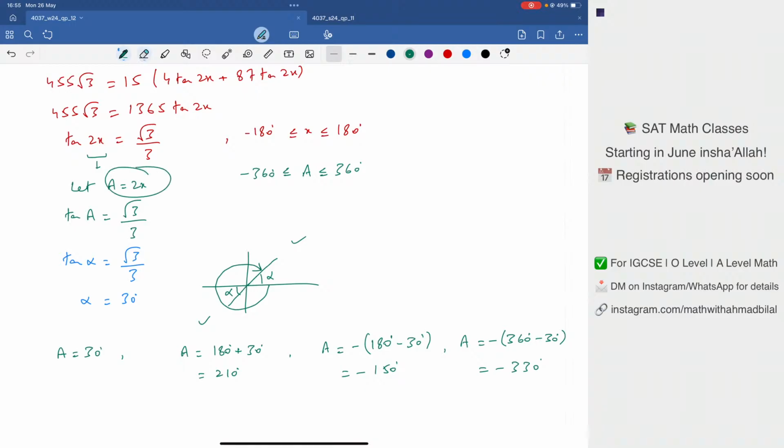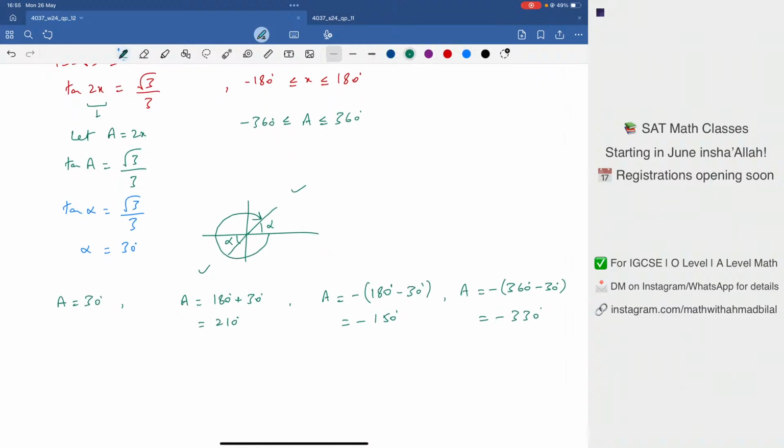Okay. Now we put that substitution back. A was equal to 2x. Let's put that substitution back. We get 2x equal to 30, 2x equals this, 2x equals this, 2x equals this. And that gives us the four possible values of x. X is either equal to 15, or 105, or minus 75, or minus 165. These are the four possible values of x that we're getting, and that's our final answer.